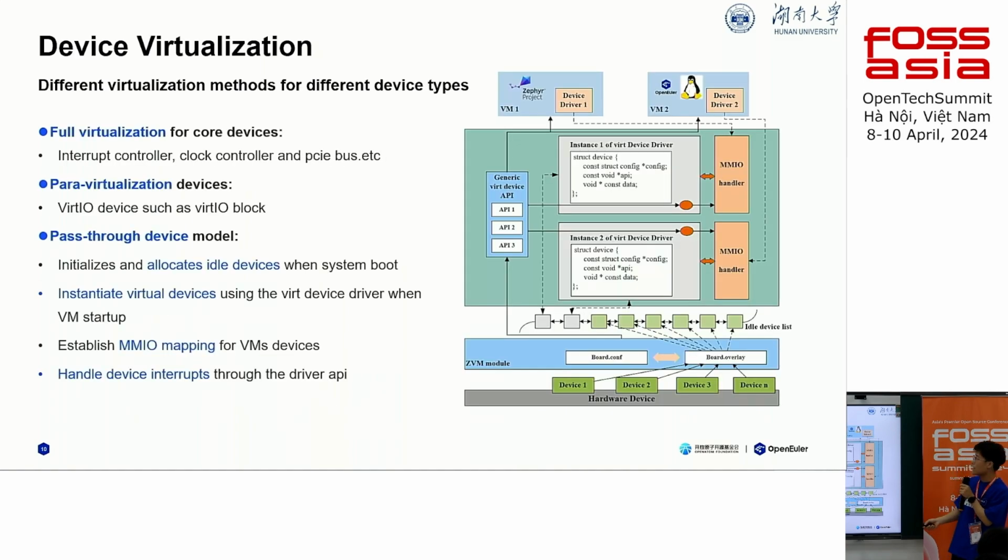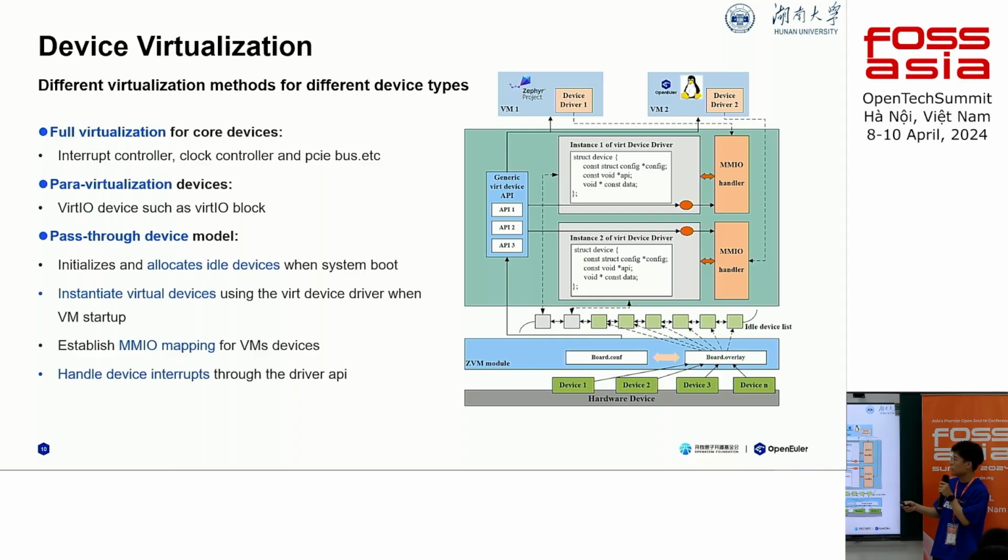And then the device virtualizations. ZVM uses different virtualization methods for the different device types. For example, for the core devices, like the interrupt controller, clock controller, or the PCIe bus controllers, we use the full virtualization method, because improper access to such a core device may cause a fatal error in the system.